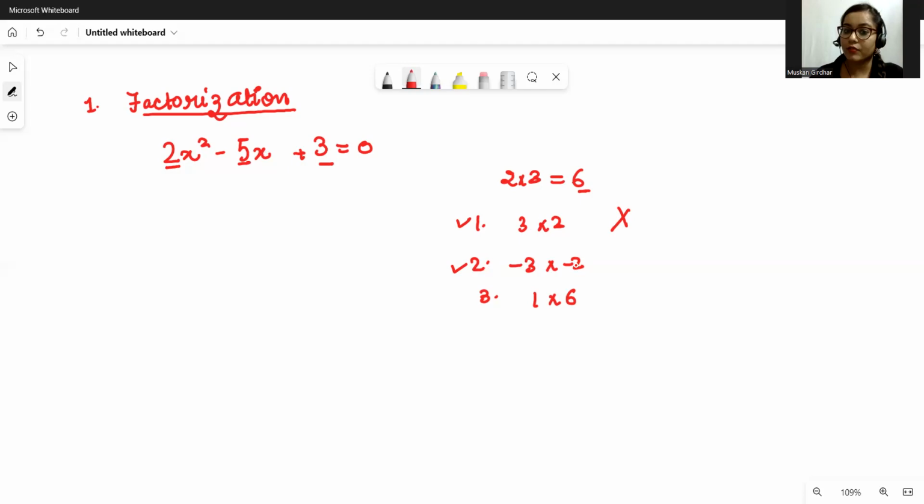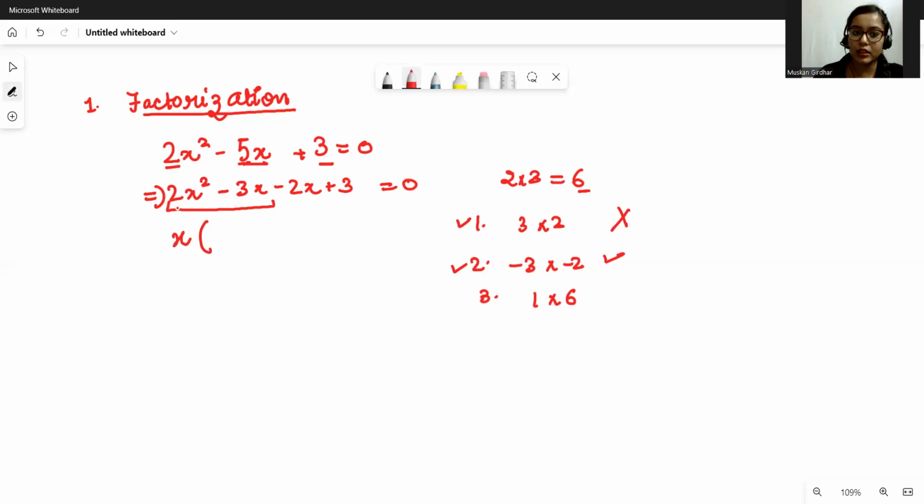So which values do we have to take? These two numbers. So I will replace my 5x with these two numbers: minus 3x minus 2x plus 3 equals 0. Now we will look for the common factors between the first two terms. Only x is common, so I am left with 2x minus 3.